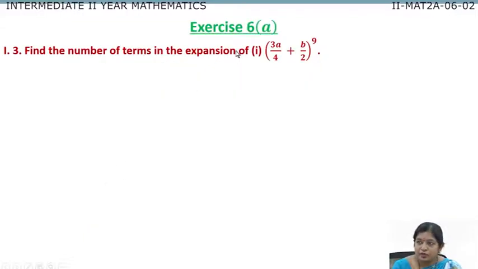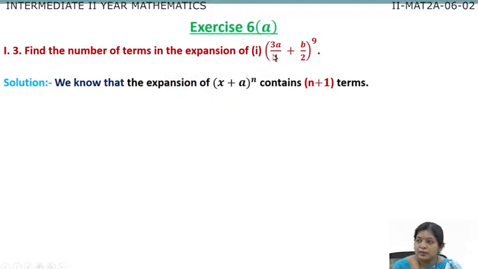We will do one problem from exercise 6a, section number 1, third problem. Find the number of terms in the expansion of (3a/4 + b/2)^9.